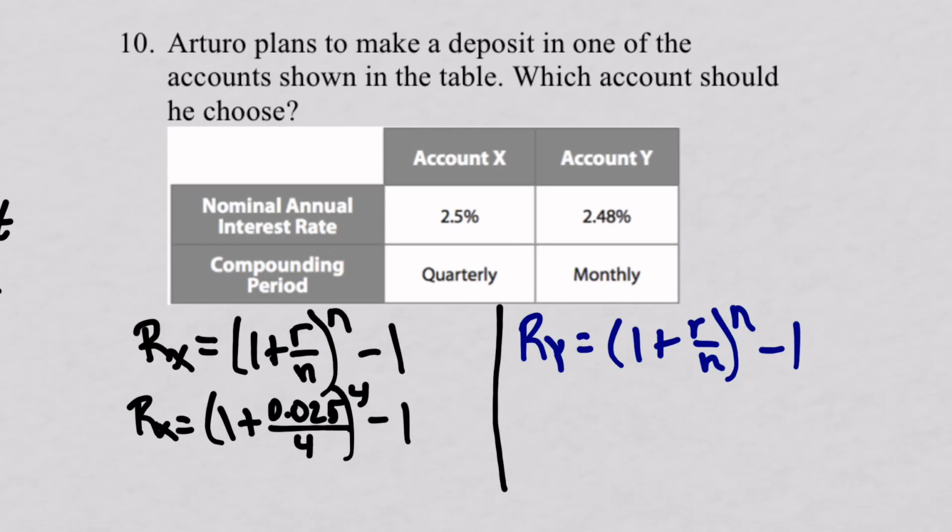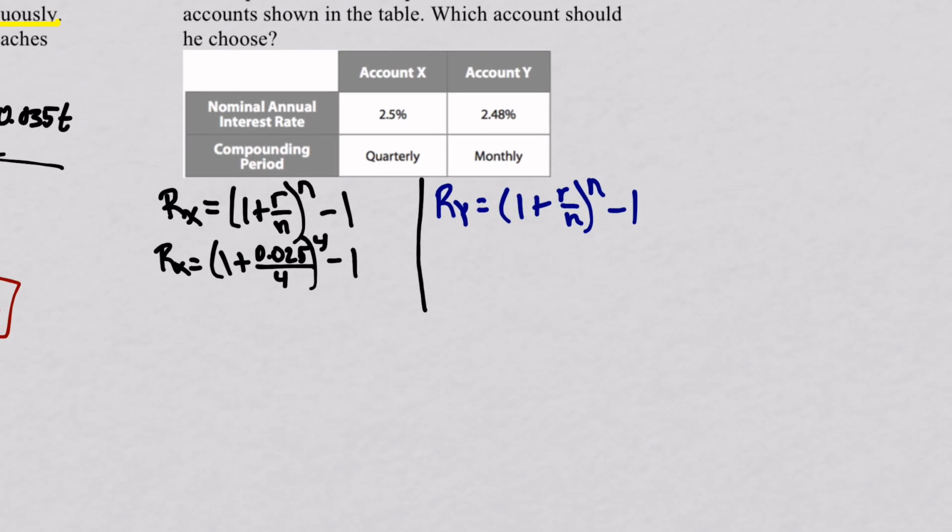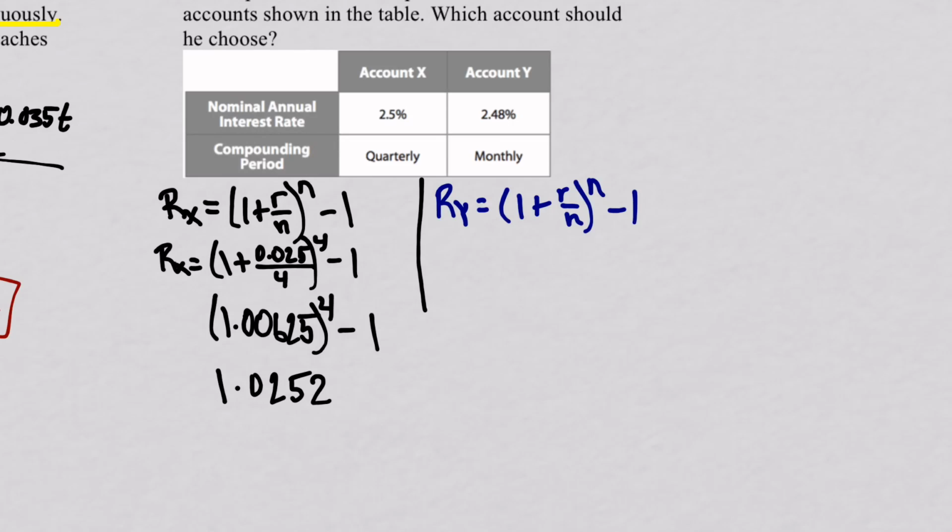And we're going to do that calculation with a calculator to make our life easier. So 0.025 divided by 4 is the first thing I'm going to do, which is 0.00625 according to my calculator. So this is going to be 1.00625 to the power of 4, because that's N, minus 1. So I'm going to do that last part. 1.00625 to the power of 4 is 1.025235. Let's leave it as 1.02524.